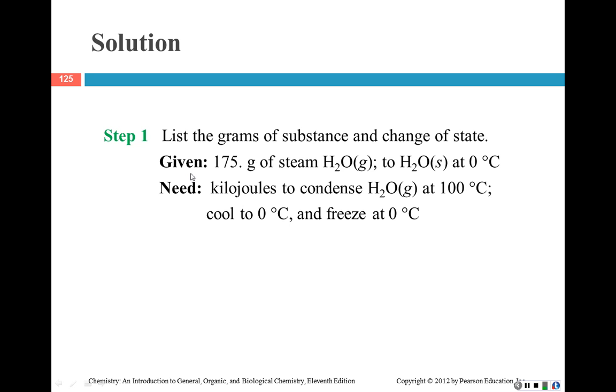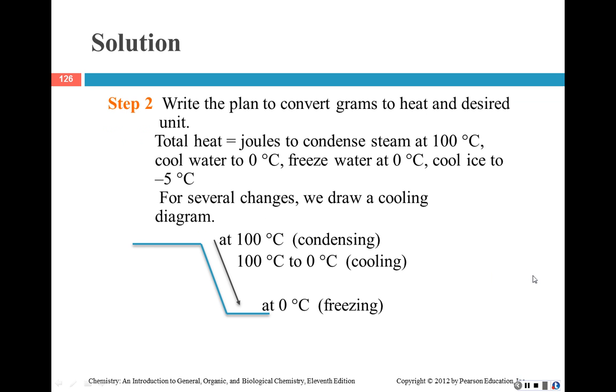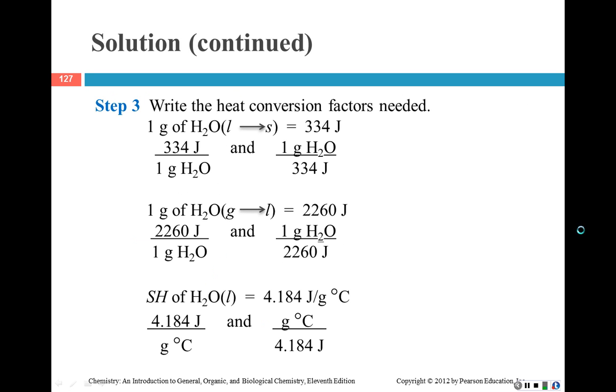You've got 175 grams. You're going to condense it at 100 degrees and then cool it to 0 and freeze it. So you're basically doing a cooling curve, right? You have steam, which you're going to condense at 100 degrees and change to a solid at 0. So you've got several different parts of this cooling curve. You're going to have conversion factors. So this kind of takes everything that we've been doing in this chapter and puts it all together.